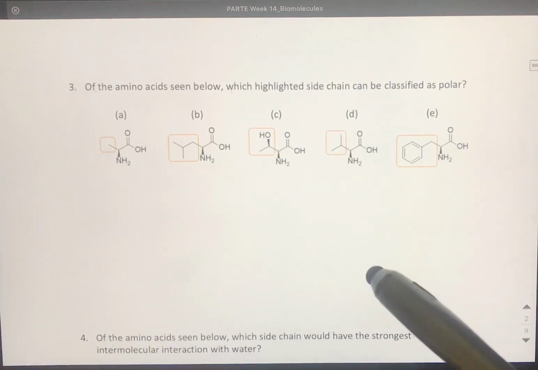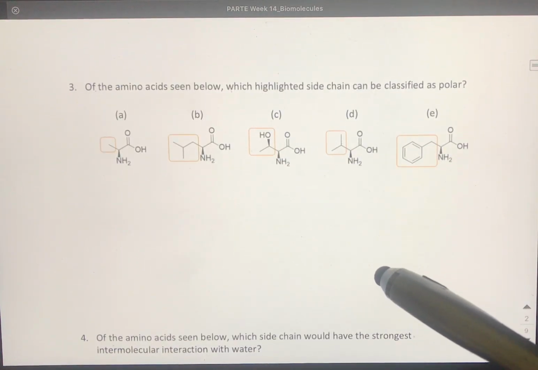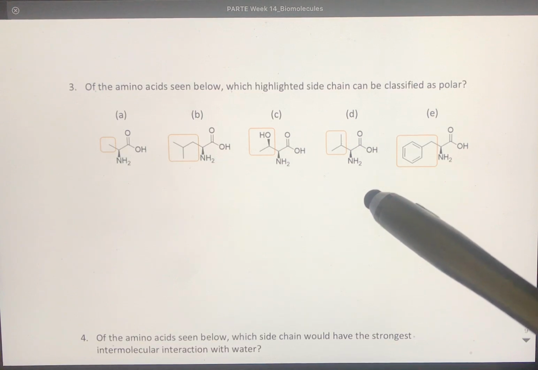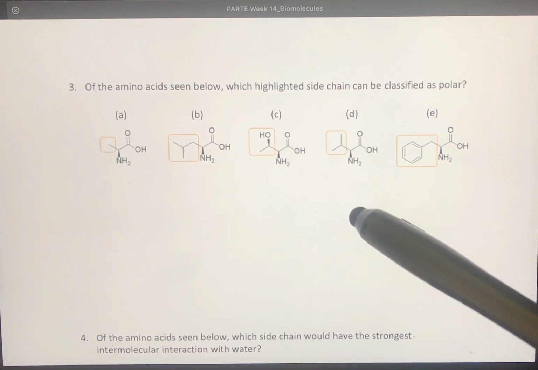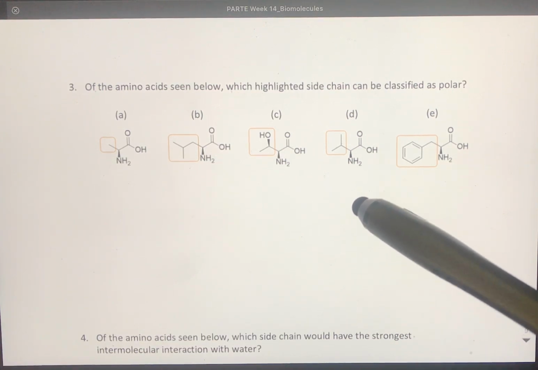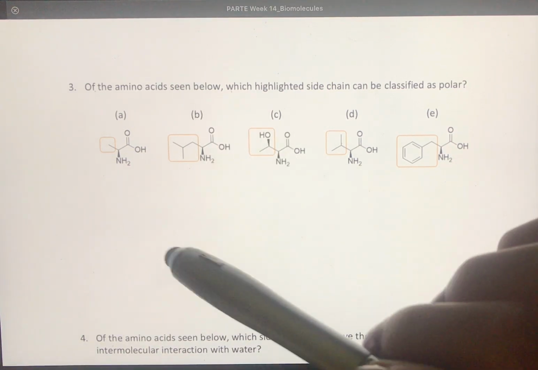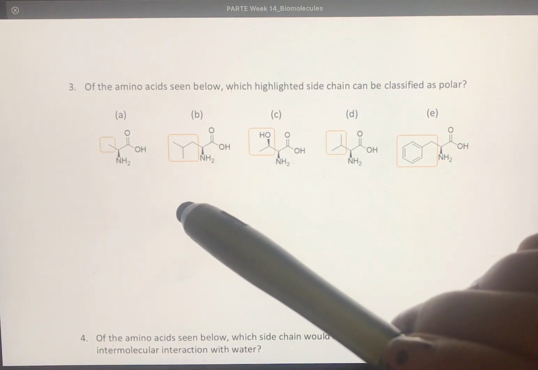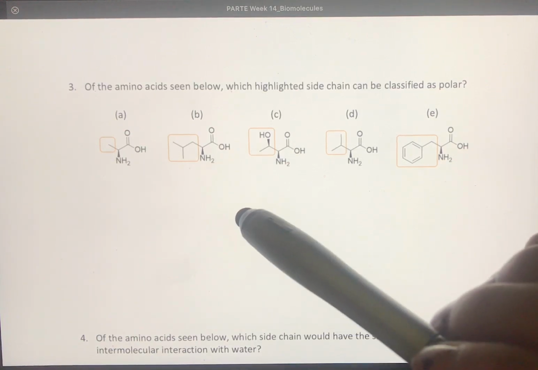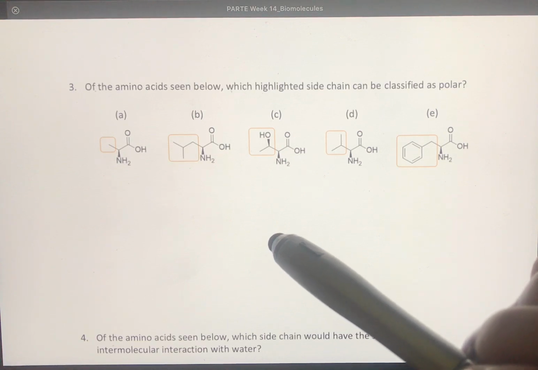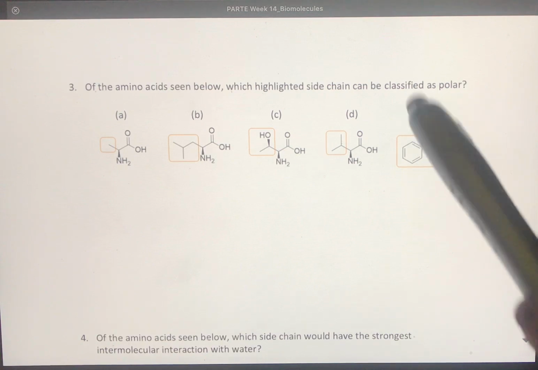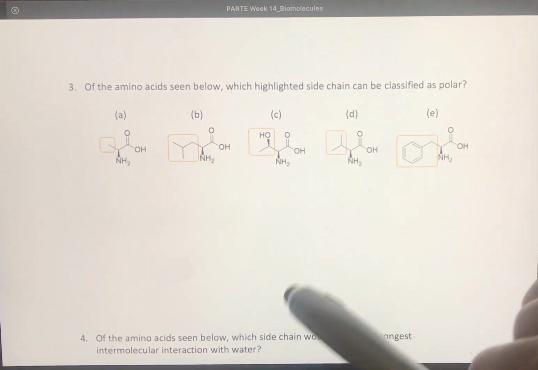So the next one: of the amino acids seen below, which highlighted side chain can be classified as polar? So if you remember from your electronegativities, the electronegativity of carbon and hydrogen are very similar. So when you have a C to H or a C to C bond, those will not be polar. But when we have something like a C to O or an O to H, those are going to be polar. So let's just look through these and see if any of these can be classified as polar.